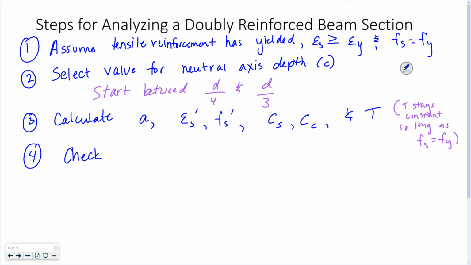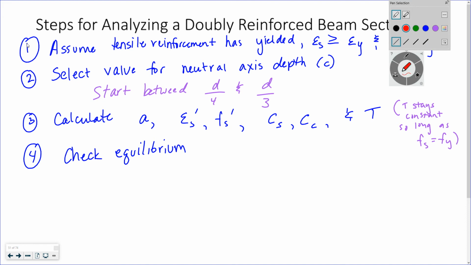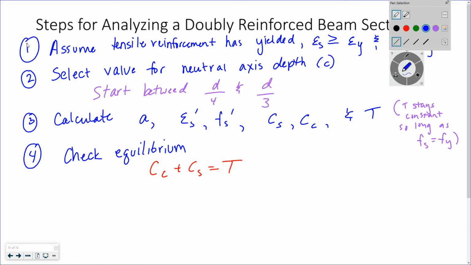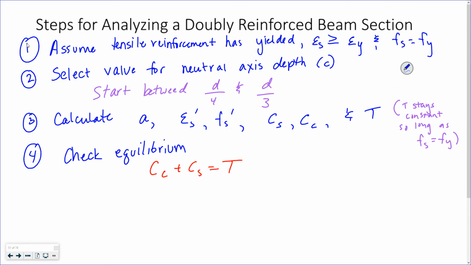So I'm going to check equilibrium. Right, that's my C sub C plus C sub S equals T. My force in my compression reinforcement and the compression force in my concrete, the sum of those have to equal the tensile force in my tension reinforcement.